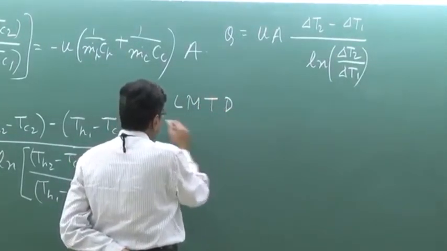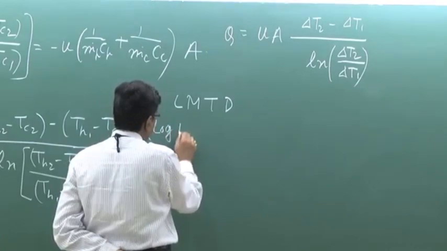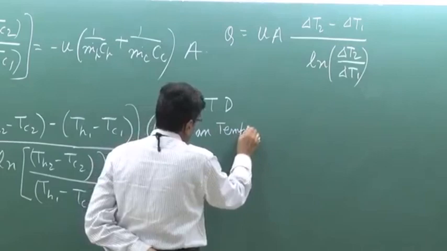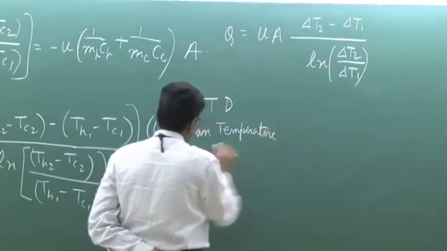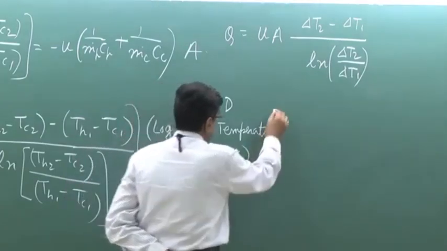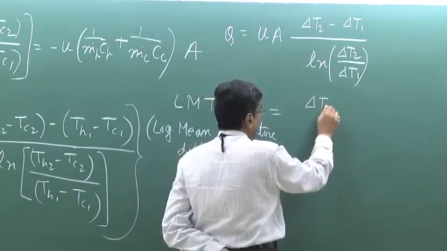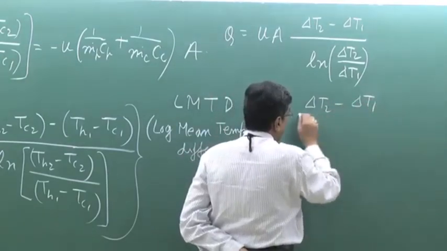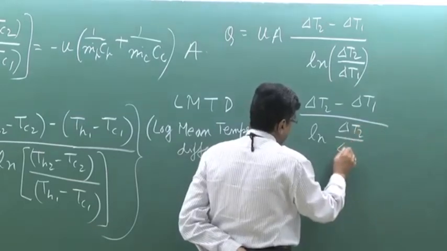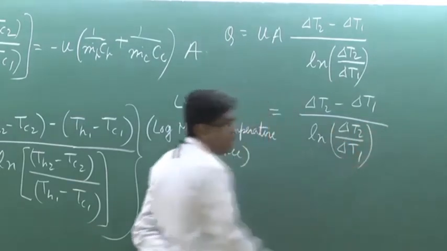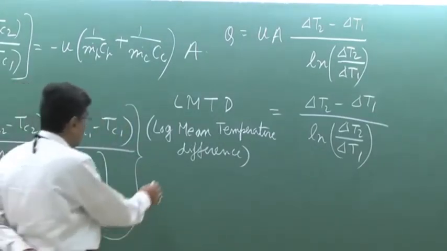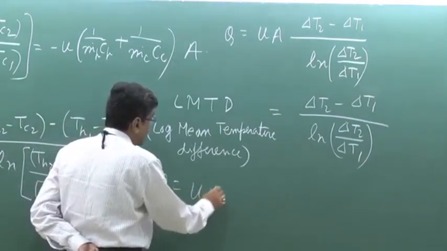Okay, so therefore we can write this equation like this, and this quantity is known as LMTD, that is log mean temperature difference, because the log is coming. The log mean temperature difference, LMTD, is defined as delta T2 minus delta T1 divided by, in this fashion, the difference of the two delta T's at the two terminals divided by the ln of their ratio. This is LMTD. So Q is equal to UA times LMTD.